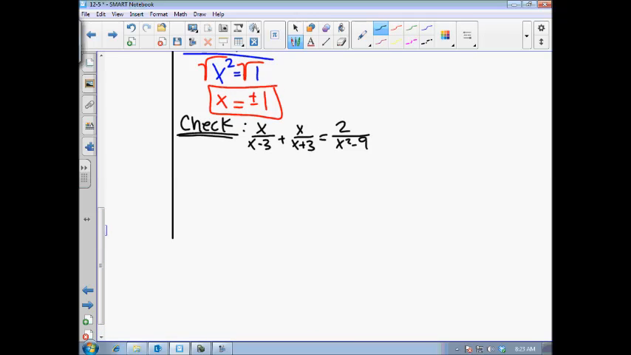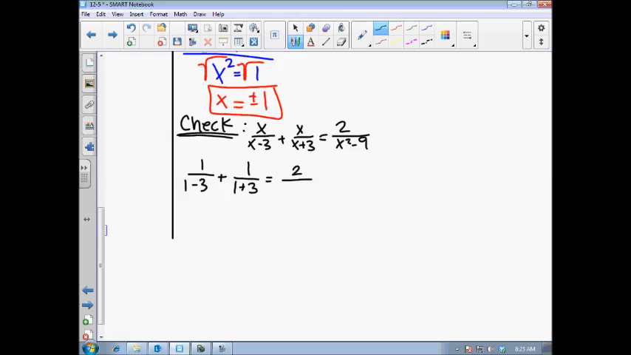Okay, so if we wanted to check first positive one, how would we figure out if positive one works? What does it mean to check? Plugging it in where? Into the x's. Good. So all the x's we're going to plug in. 1 over 1 minus 3 plus 1 over 1 plus 3 equals 2 over.